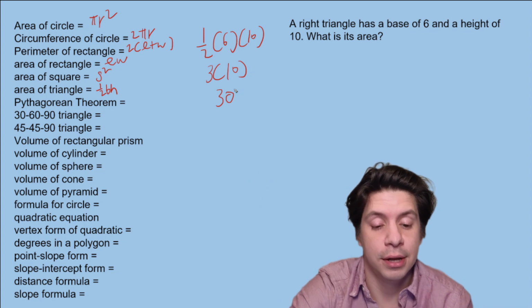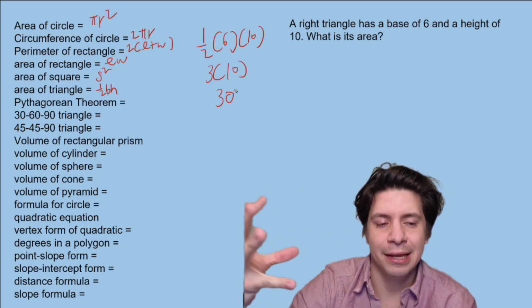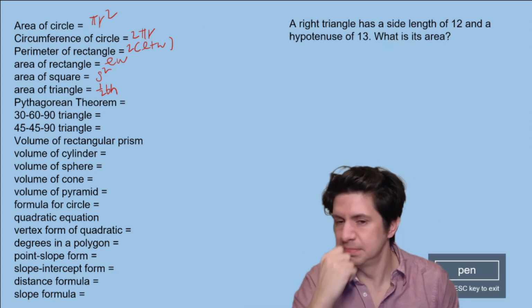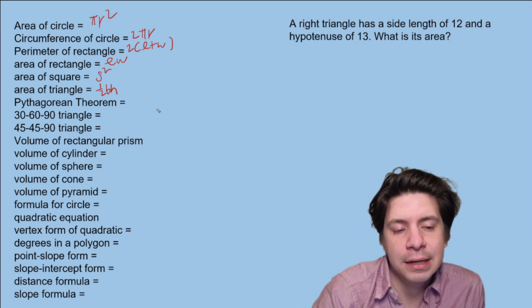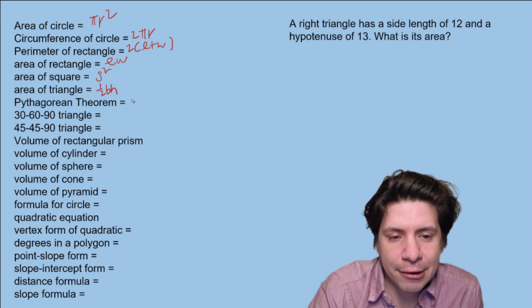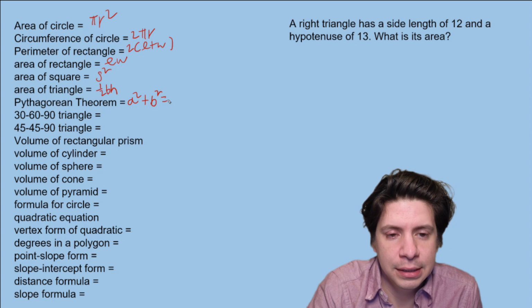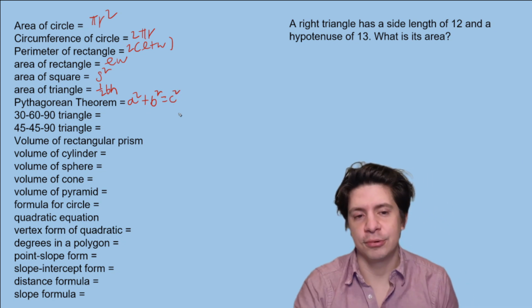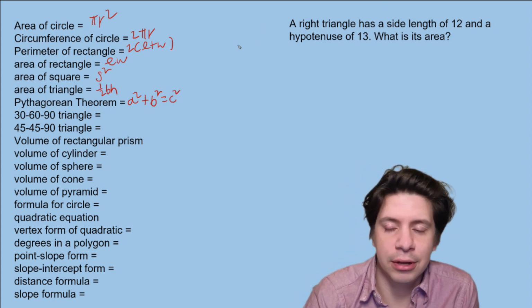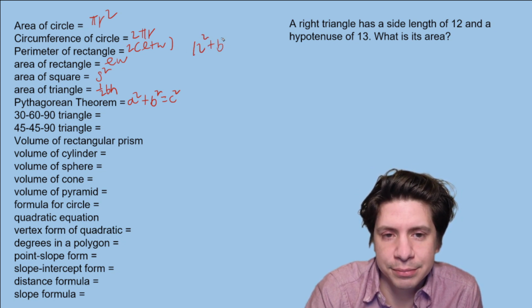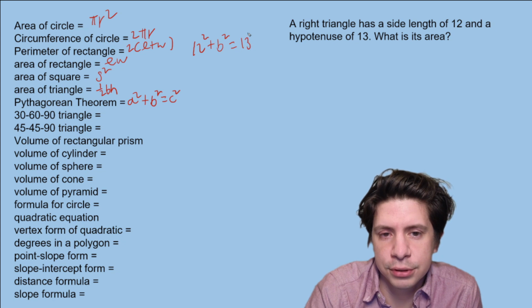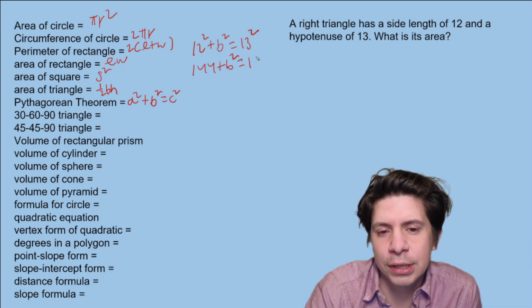And now we're going to go on to Pythagorean theorem, and I think this is the beginning of actually more complicated equations. A right triangle has a side length of 12 and a hypotenuse of 13. What is its area? So it's a right triangle, and with right triangles, Pythagorean theorem tells us that one leg squared plus the other leg squared equals the hypotenuse squared. A squared plus b squared equals c squared. So we have a right triangle with a side length of 12 and a hypotenuse of 13. So it's going to be 12 squared plus b squared equals 13 squared. We're going to get 144 plus b squared equals 169.